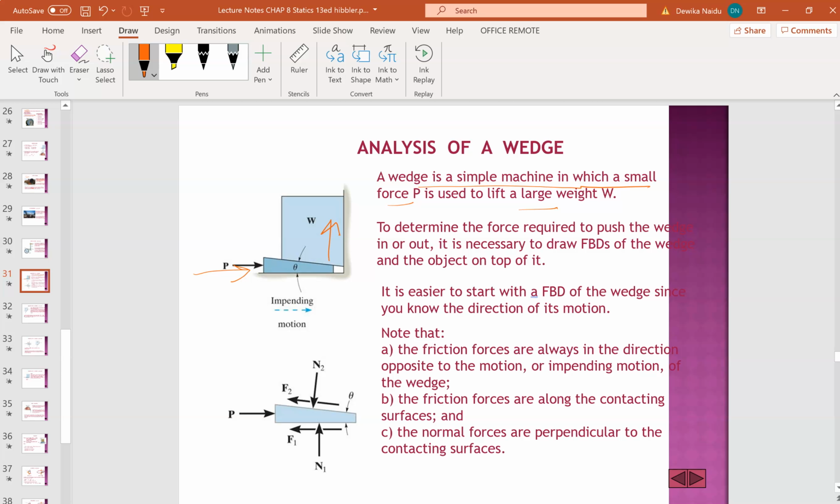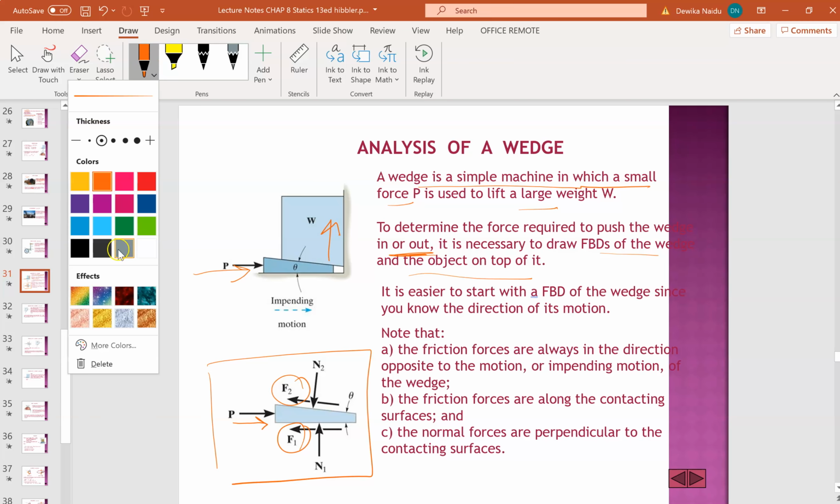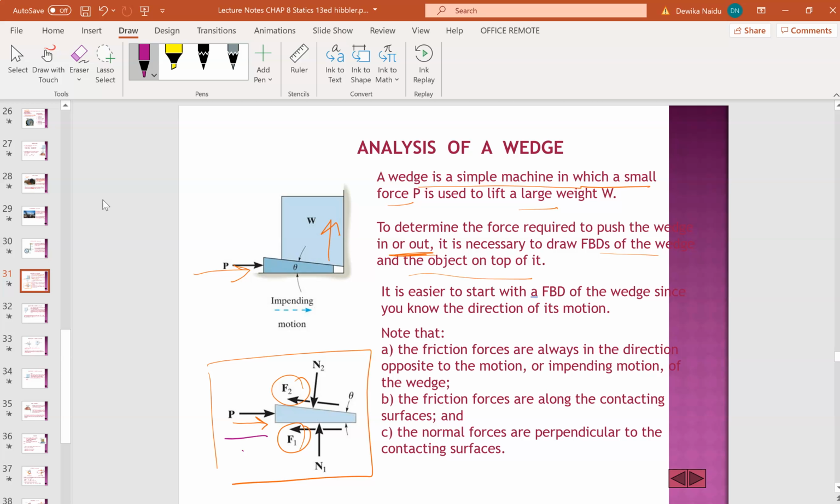To determine the force required to push the wedge in and out, it is necessary to draw the free body diagram of the wedge. I'm going to guide you step by step in how we want to draw the free body diagram of this wedge itself. Remember, if you have a push, then the friction will oppose. Friction always opposes the direction. So the most important thing is whether it's a push or a pull. If you pull out, where will the friction be? The same thing, but pointing in the opposite side. So that's how the drawing is being done.